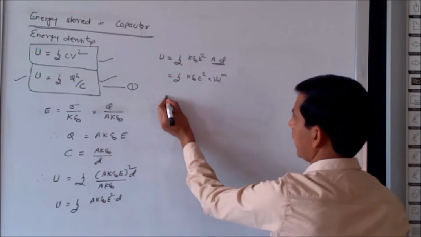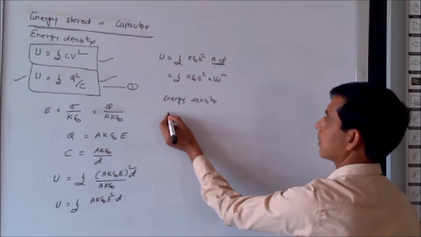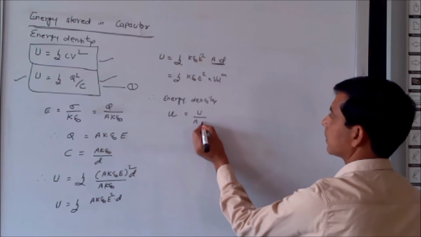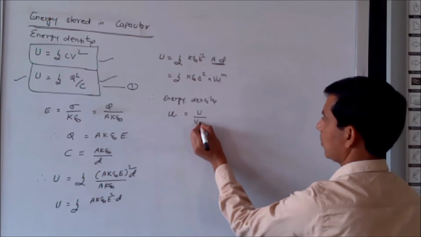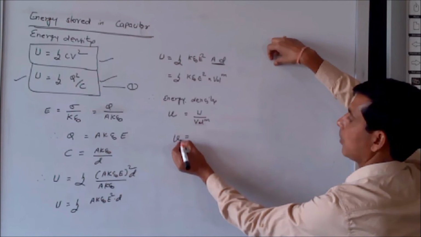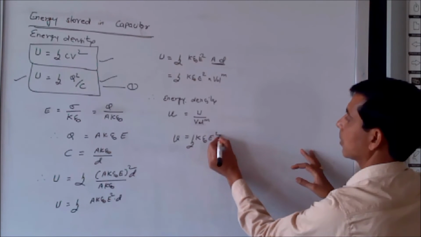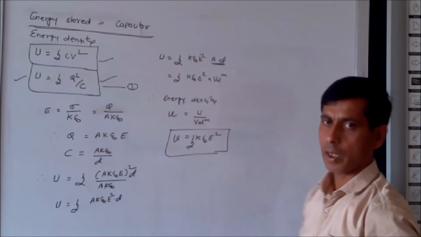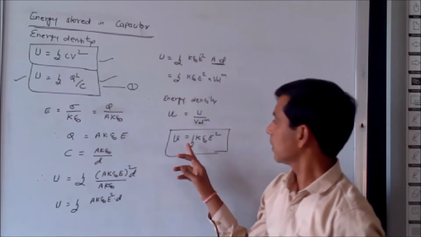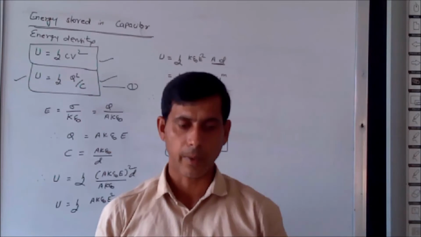Therefore, energy density, suppose it is represented by small u, is u upon ad, or u upon volume. Then it will be equal to 1 by 2 k epsilon naught e squared. It is the formula for energy density. Energy density u is half k epsilon naught e squared. Okay. Next topic.